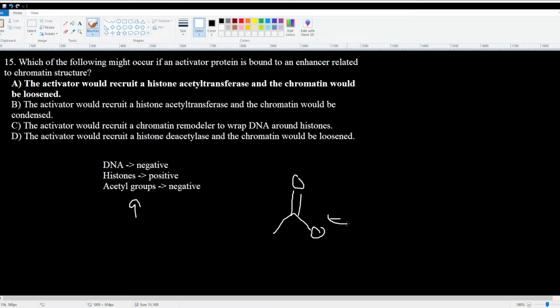So if we add this to a histone, what's going to happen? What do histones do? Opposites attract, so histones attract the DNA to itself. So when we add acetyl groups, essentially we're loosening up the DNA. Acetyl groups loosen up the DNA because they're negative, because opposites attract and like repels. So we're loosening up the DNA by adding an acetyl group.